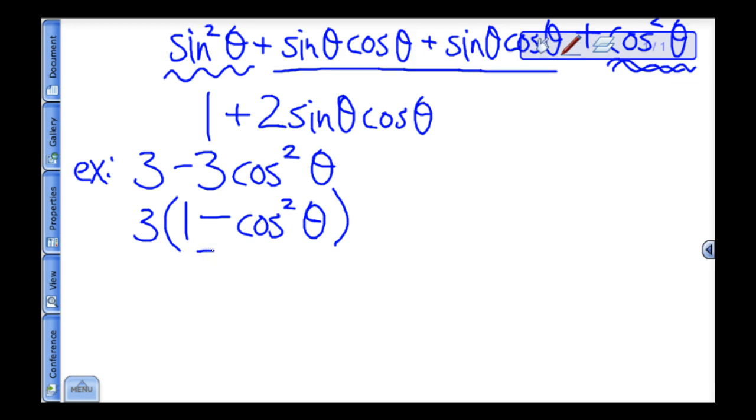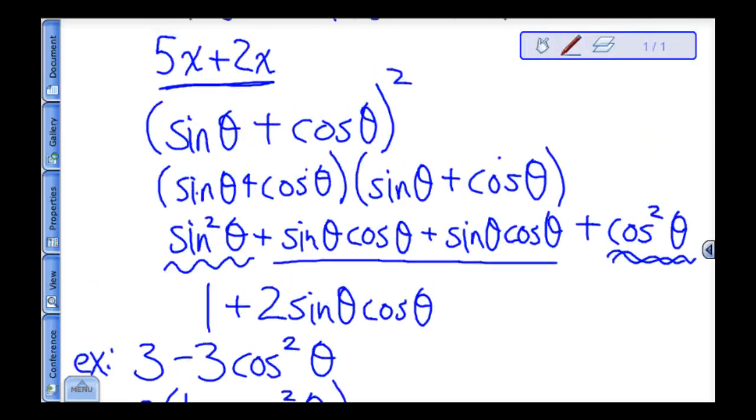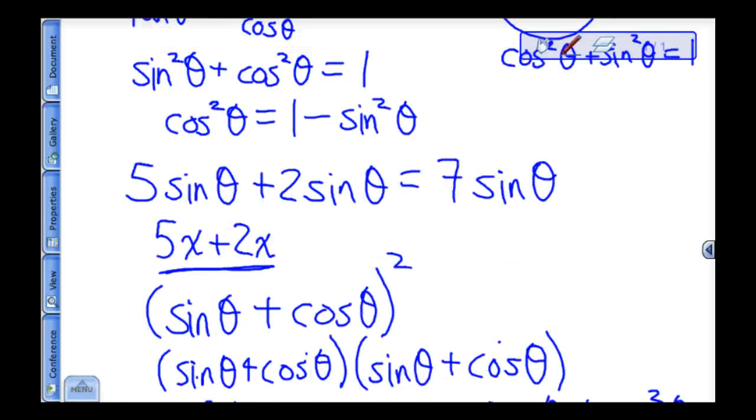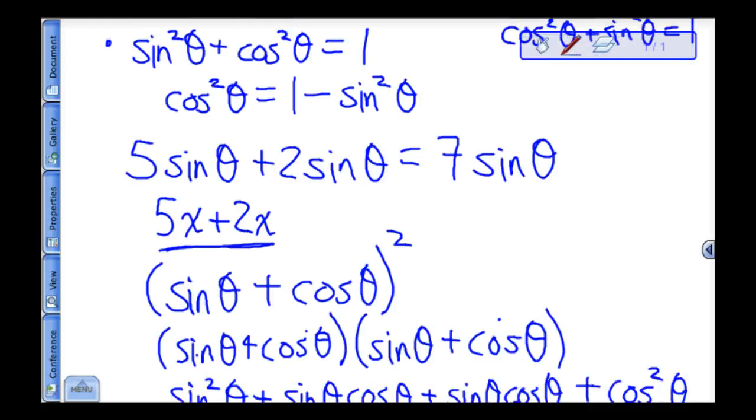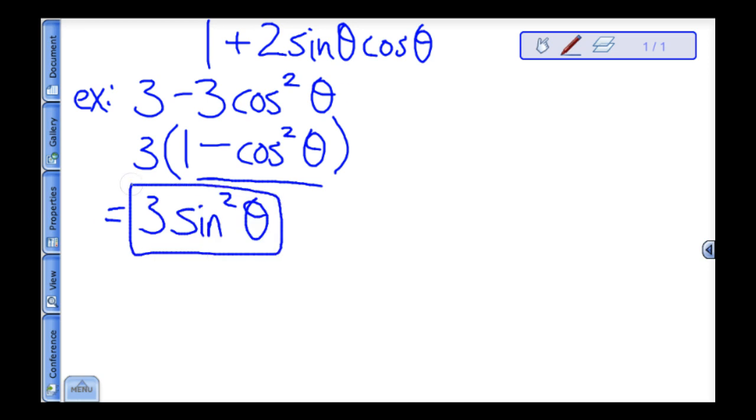If I subtract cosine squared from both sides, going back to this part here, I get 1 minus cosine squared on the right-hand side. And that's equal to sine squared theta. So here I can replace this with sine squared theta. And that's going to be equal to 3 sine squared theta. And that's a little bit simpler than what we had to begin with, so we'll accept that as a simplification.